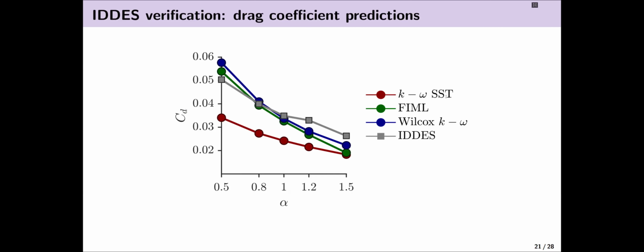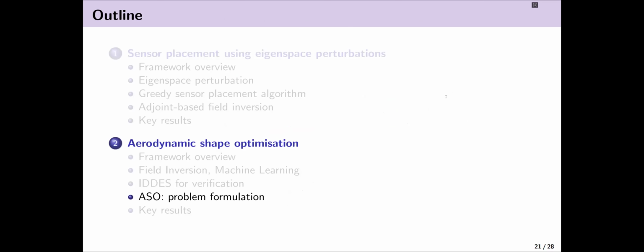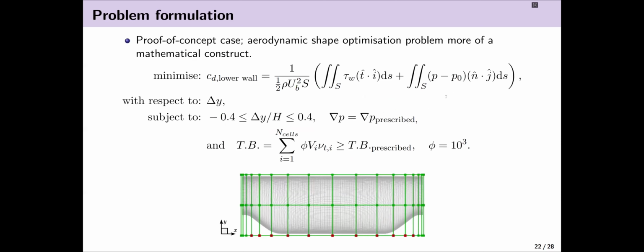So why do we care about the drag coefficient? Let's go and talk about the shape optimization. So it's kind of a proof of concept case, really. This is more of a mathematical construct, this optimization problem, but basically we're trying to reduce the drag on the hill walls, the lower hill wall.